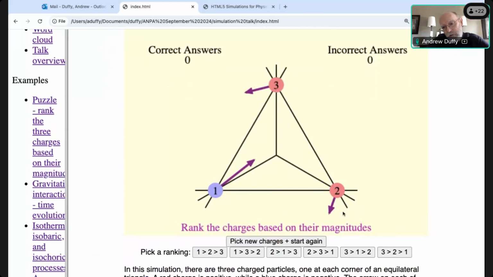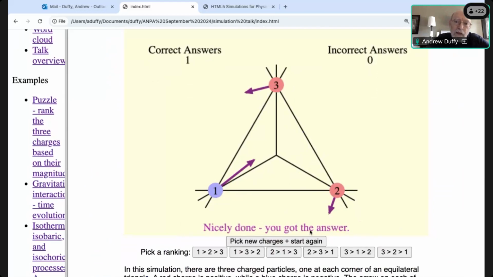This one's, I think, a little bit hard because this one is fairly close to the midpoint of the 1 force and the 3 force, but I think it's a little bit closer to 3. So I'm going to put my ranking as 3, 1, 2 and see if I'm right. Oh, I got it right.